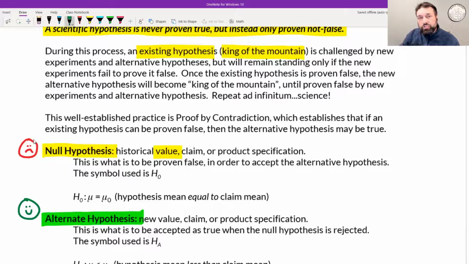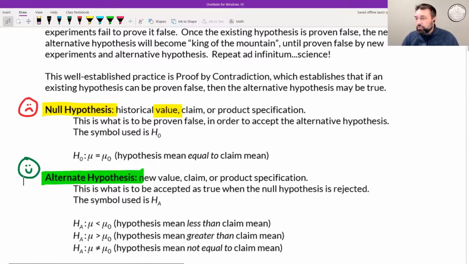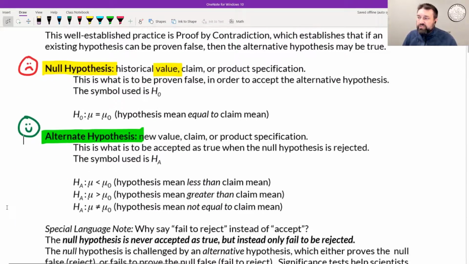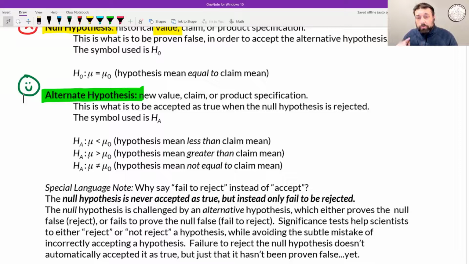Science is a perpetual, continuous improvement where you're king of the mountain today, but somebody else could come along and push you off with a better hypothesis and they become king of the mountain. These are the two players we're talking about, the null hypothesis and the alternative hypothesis. The null is the existing king of the mountain. That's what we hope to prove false and push off the mountain. And then our alternative hypothesis will come into play. There are three ways you can have this, and I'm going to draw this up for you in a graph.